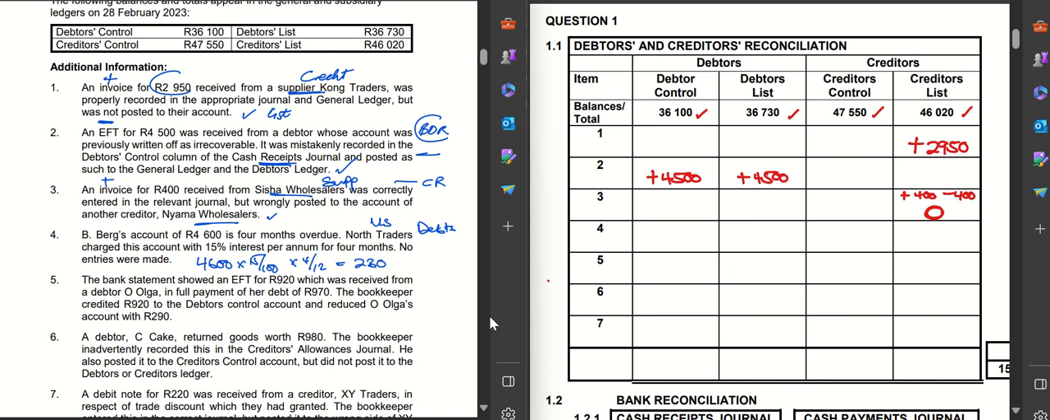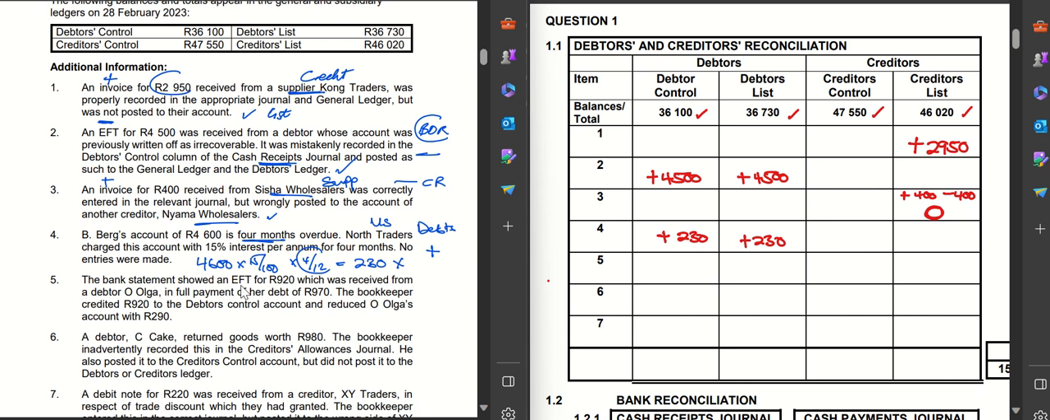Interest must be added both to the control and the list. However, it depends on the adjustment. So I'm going to come here. I know that interest will increase what the debtor owes me. So I'm coming here to say plus 230. And then I come to the list, plus 230, because interest increases what the debtor owes us. Very important, 4 months. If you ignore this, you get a different amount here and therefore you will be marked wrong.